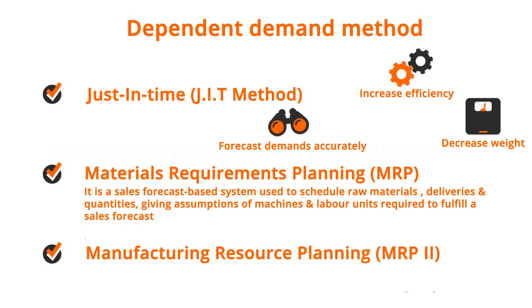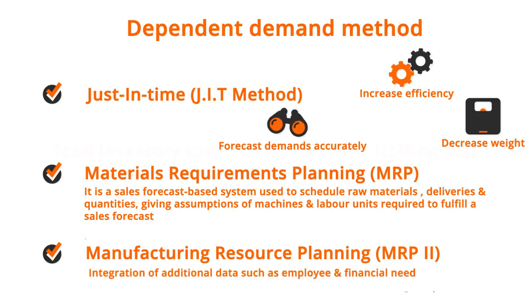And finally, MRP2, which is manufacturing resource planning. This evolved from the early material requirement planning system by including the integration of additional data such as what? Employee and financial need. This system is designed to centralize, integrate, and process information for effective decision making in scheduling, design engineering, inventory management, and cost control in manufacturing.